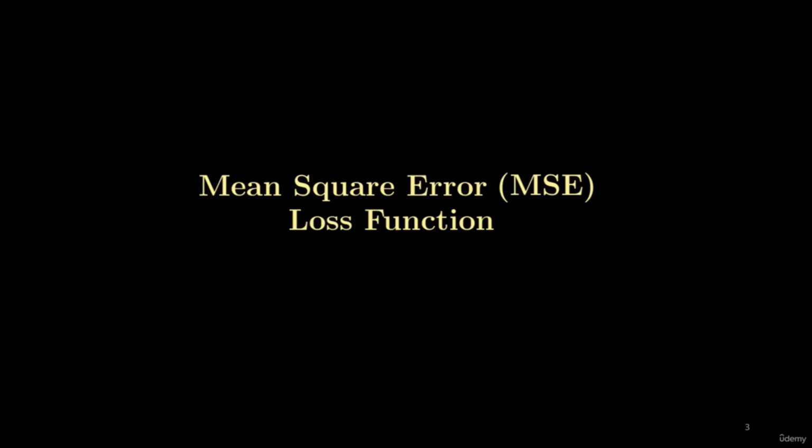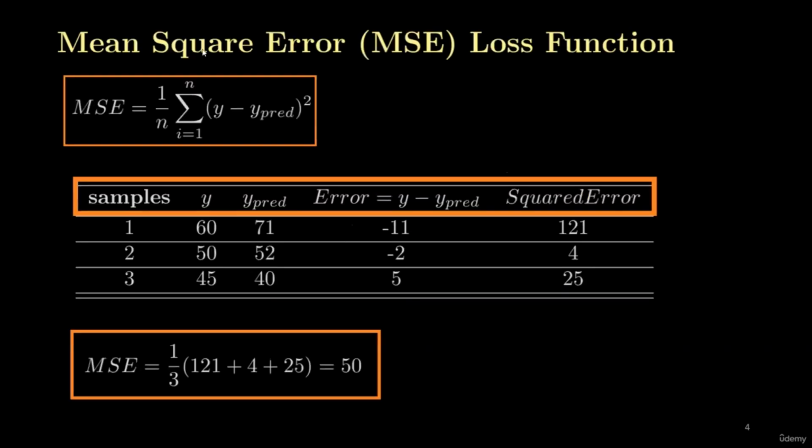In this lecture, we will learn about the mean square error or MSE loss function, which is one of the most commonly used loss functions in neural networks. So how do we calculate mean square error? If you see this equation for the MSE loss function, y minus y pred is our error. If we square the error, it becomes the squared error. And then if we take the mean of the squared error, that is by summing the error for each sample and then dividing by the total number of samples, it becomes mean square error.